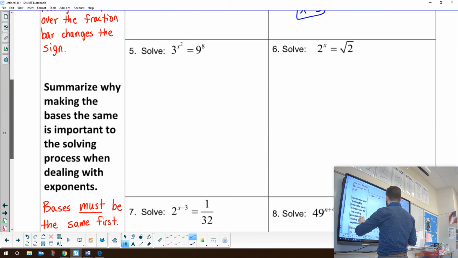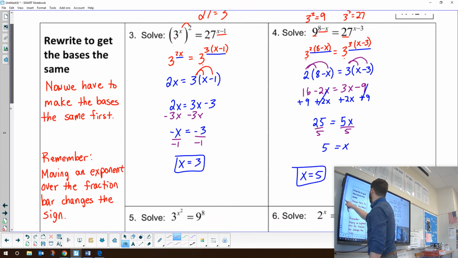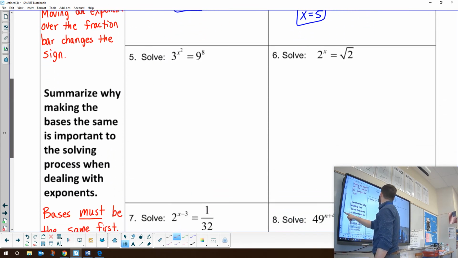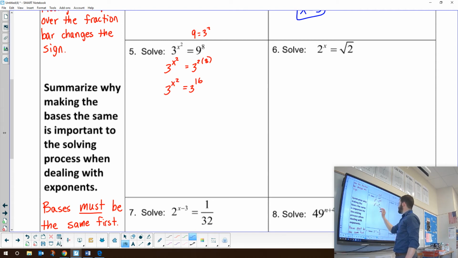So number 5, we have 3 to the x squared equals 9 to the 8. All right, so we already decided that 9 equals 3 squared, right? So I can replace that 9 with the 3 squared times 8, and that's going to equal 3 to the x squared. 2 times 8 is 16, so we're going to have 3 to the 16th equals 3 to the x squared. They have the same base, so we can set our exponents equal to each other.